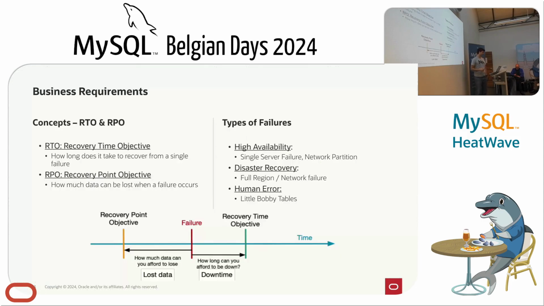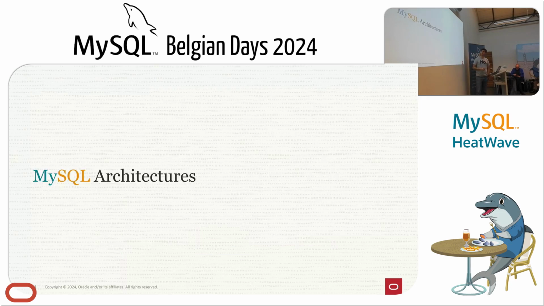So, going back to MySQL architectures, just a recap, you should all know these kinds of things. Concepts when you think about deploying an architecture: RTO and RPO. RTO, recovery time objective, so how long does it take to recover from a failure, and RPO, recovery point objective, how much data you are willing to lose when a failure occurs. Types of failures: single server failure, network partition, you need high availability for that; disaster recovery, full region outage; and human error, maybe artificial intelligence will solve that for us.